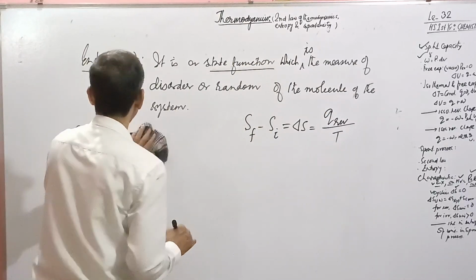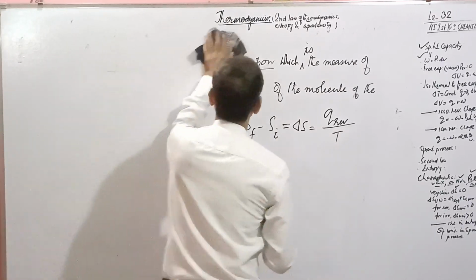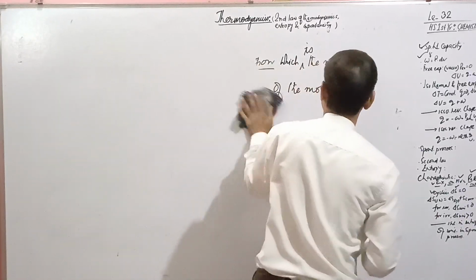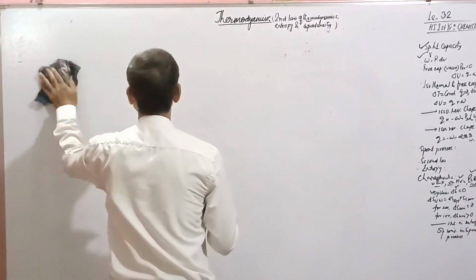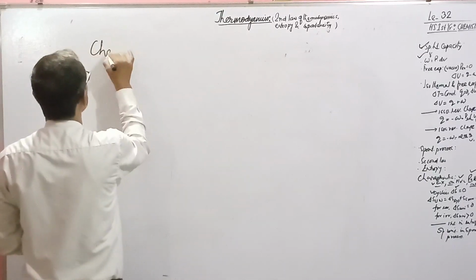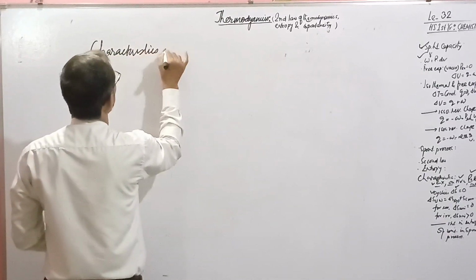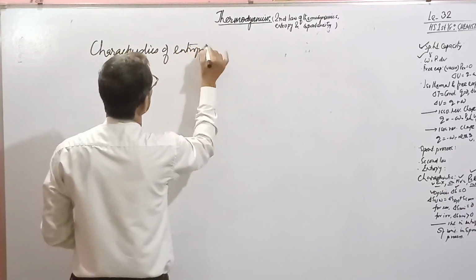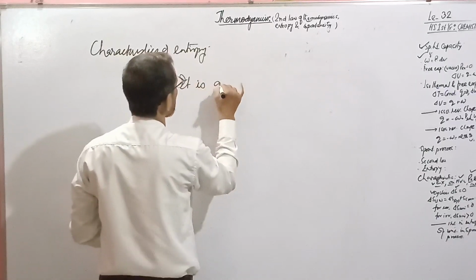Now for more elaboration on what entropy signifies, to add something more to your knowledge, we need to know the characteristics of entropy. Number one, it is a state function.